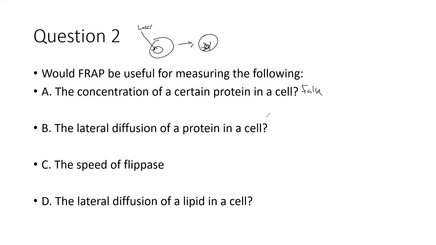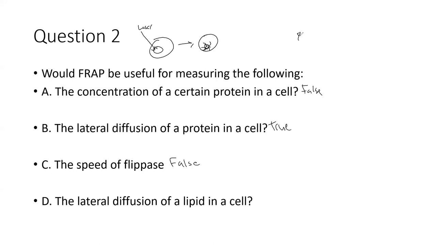B, the diffusion of proteins in a cell. Yeah, that's basically what the technique is, right? You add fluorescence, you make one area no longer have fluorescence, you see how long it takes for that area to recover in fluorescence. And so you're seeing how fast things diffuse. That's true.